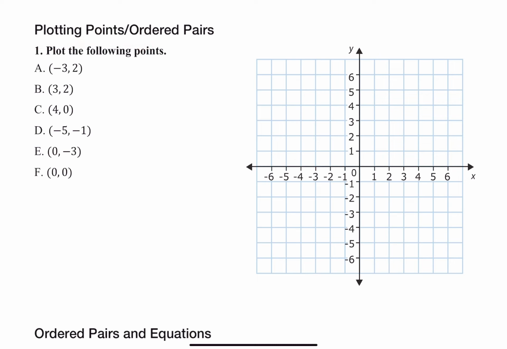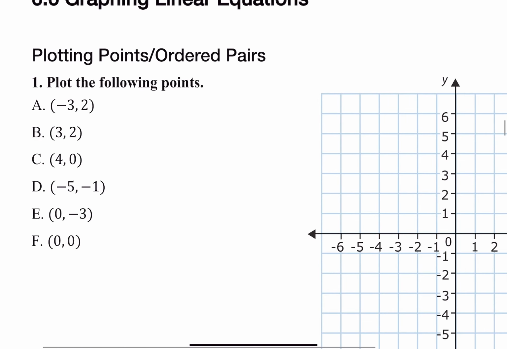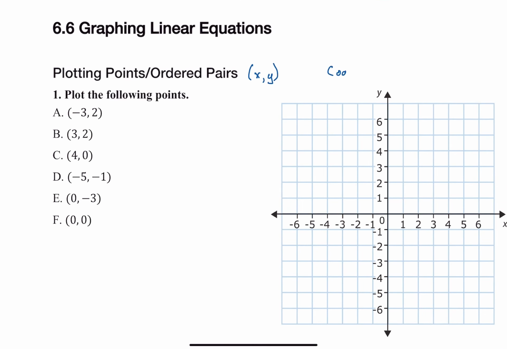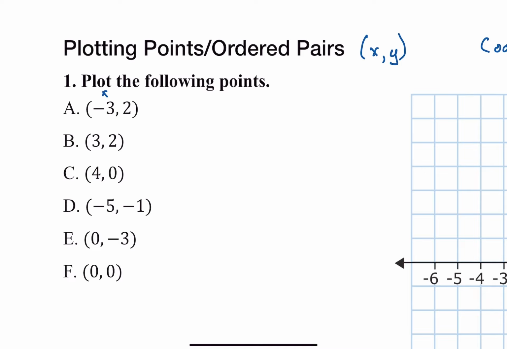So a quick little review of plotting points, or plotting ordered pairs. Remember that an ordered pair is an x, y coordinate, and then we have the coordinate plane right over here. And we can go ahead and just put little points on the plane based off of the coordinates given in A through F. So in the first one, we have -3, +2. So this is the x coordinate and this is the y coordinate.